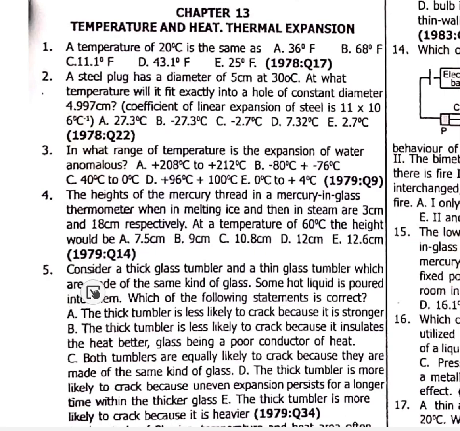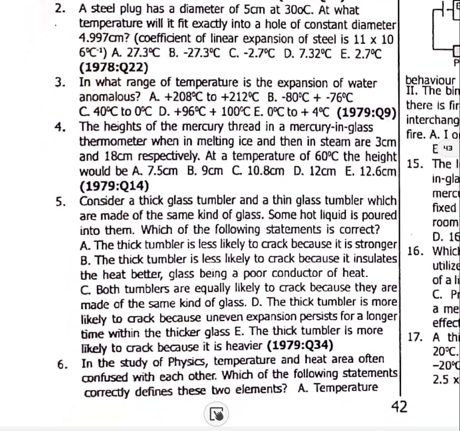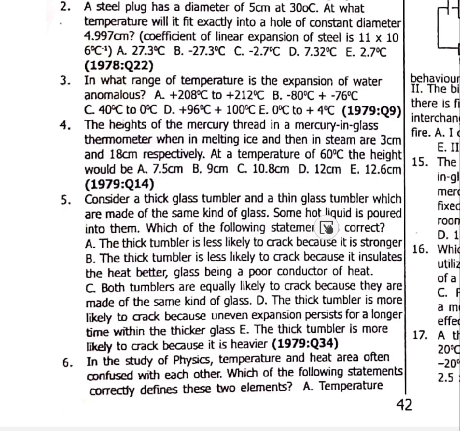Number 4 has to do with calculation. 5. Consider a thick glass tumbler and a thin glass tumbler which are made of the same kind of glass. Some hot liquid is poured into them. Which of the following statements is correct? Number 5 is clearly option D. The thick tumbler is more likely to crack because uneven expansion persists for a longer time within the thicker glass. Yes, the thick one would crack. When you pour hot water into a glass bottle, one is thin, the other one is thick, the thick one is more likely to crack. You might not even observe it, but it will crack.